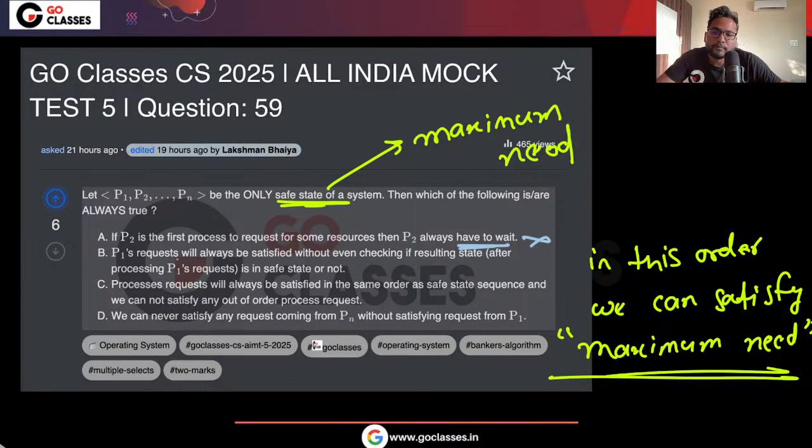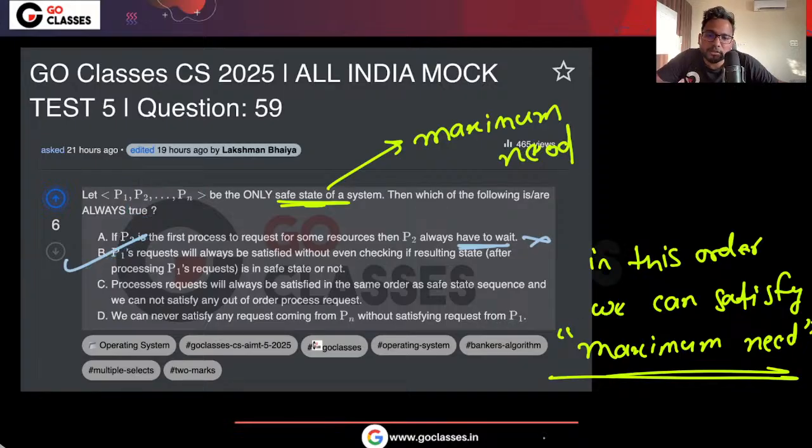So that is wrong. P1 request will always be satisfied without even checking. See, that is the beauty of the safe sequence. I know that P1 maximum I can satisfy. In this order, I can definitely satisfy. And P2 maximum I can satisfy. And P3 maximum I can satisfy, right? This is what the safe sequence means. So P1 maximum definitely I can satisfy. I don't need to check anything. I've already checked the things, right? And I will always be getting a safe sequence after that, and the safe sequence will be this, because P1 is out of the picture.